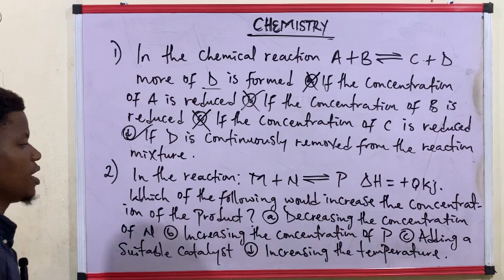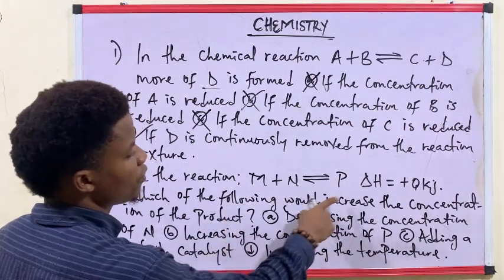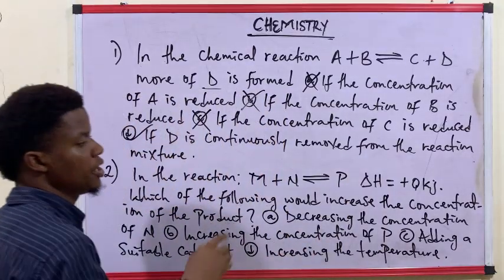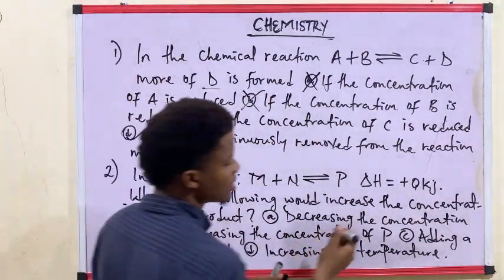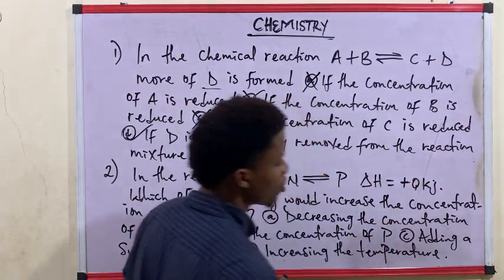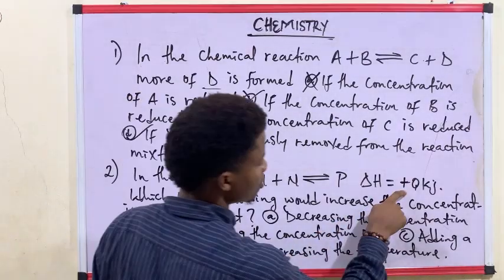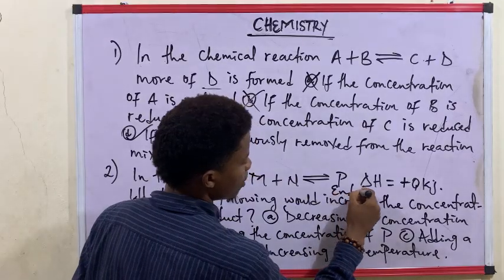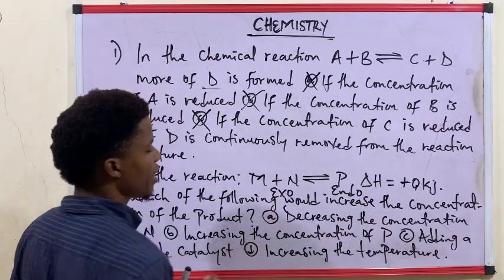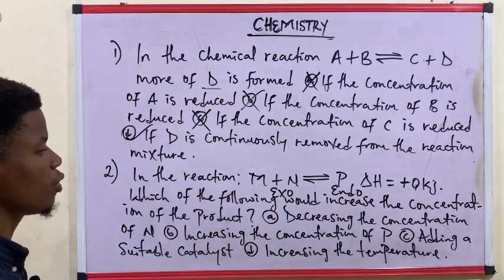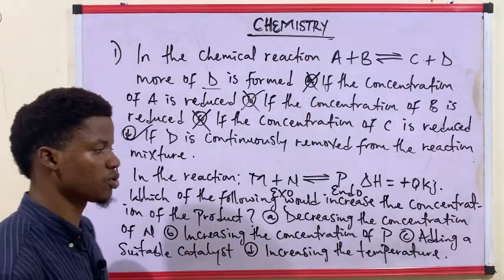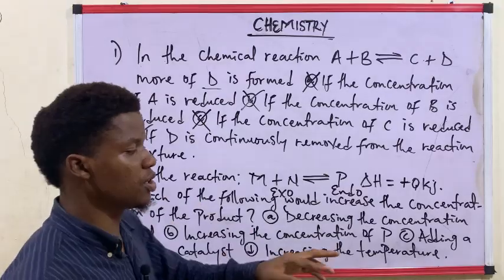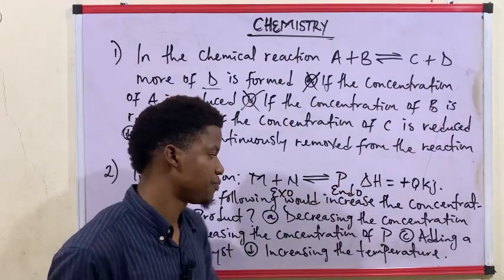Question 2. In the reaction N plus N gives us P, delta H equals plus Q kJ. What this is telling us is that this reaction is what? Endothermic, because it is positive. So it means that the forward reaction is endothermic and the backward reaction is what? Exothermic. Now, which of the following would increase the concentration of the product? What will lead to the increase in concentration of P?